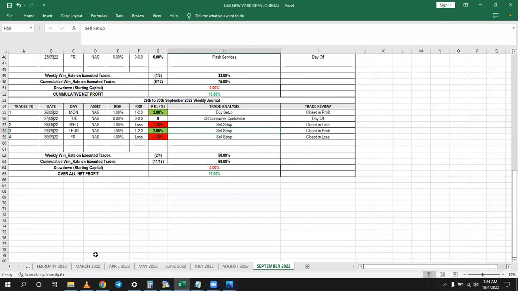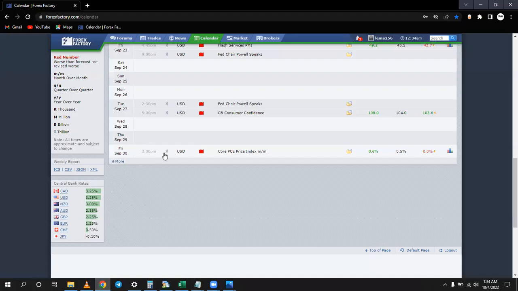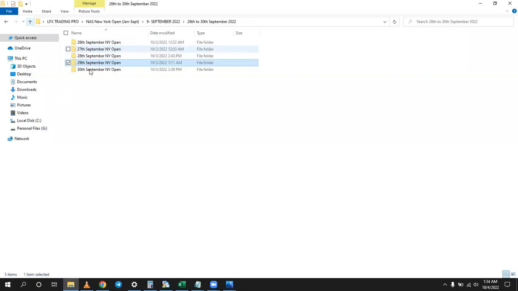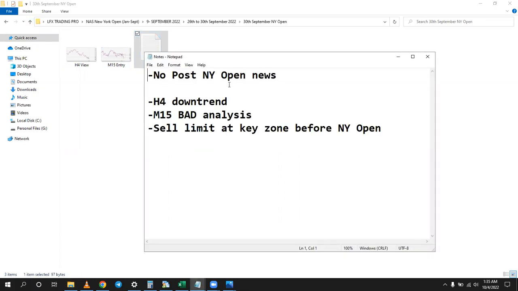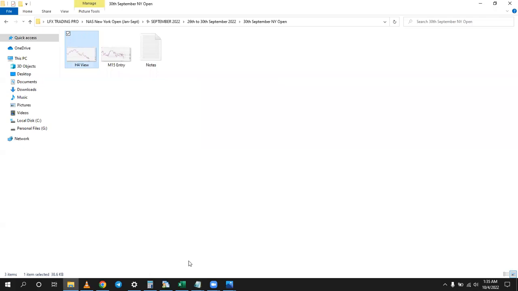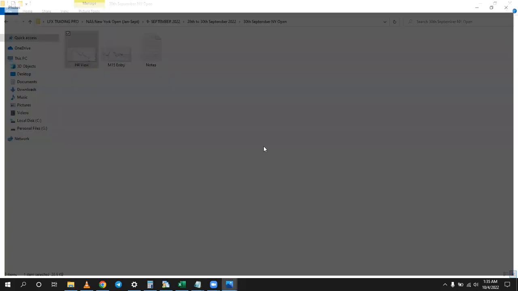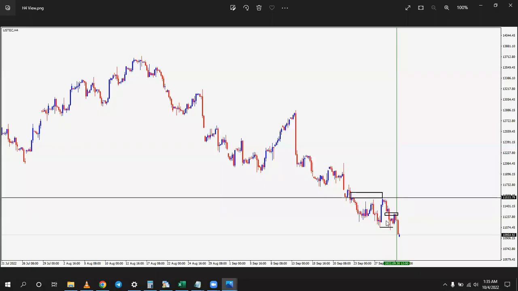Then finally, the 30th of September, we had no news after. This was before, so we had to trade that day. Yeah, so now no post NY open news. H4, we had a downtrend, as you can all see. On the left-hand side, we were anticipating a downtrend.